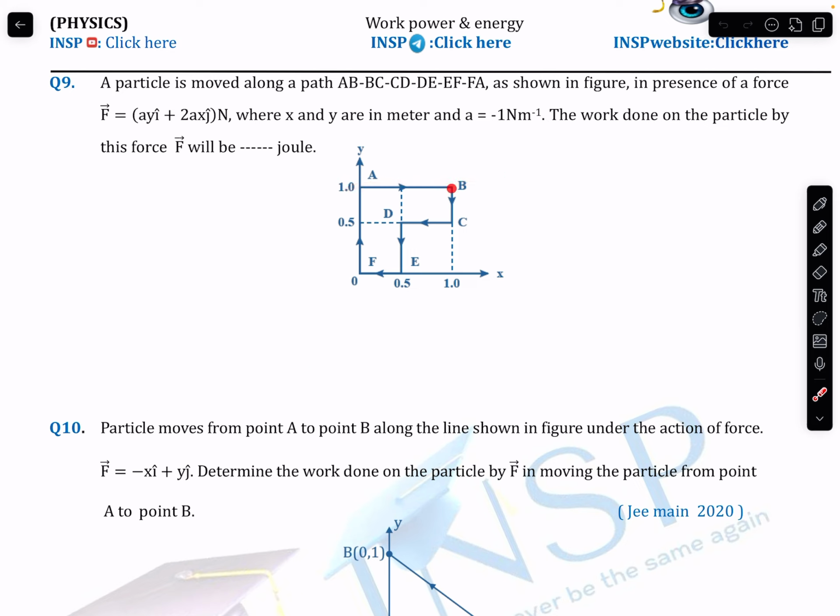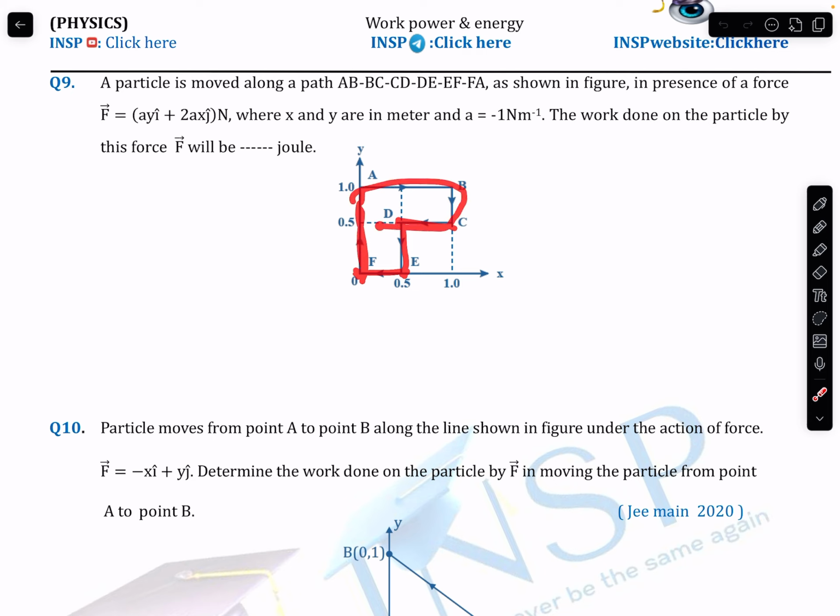For BC, x is constant, so dx is 0, y is changing. In BC, dx is 0. dx is 0 means due to this part, the work will become 0, and 2ax, x is fixed for this, so the force is 2a j cap. We can calculate the work done. We are moving down, so negative work done. Similarly for CD, DE and EF.